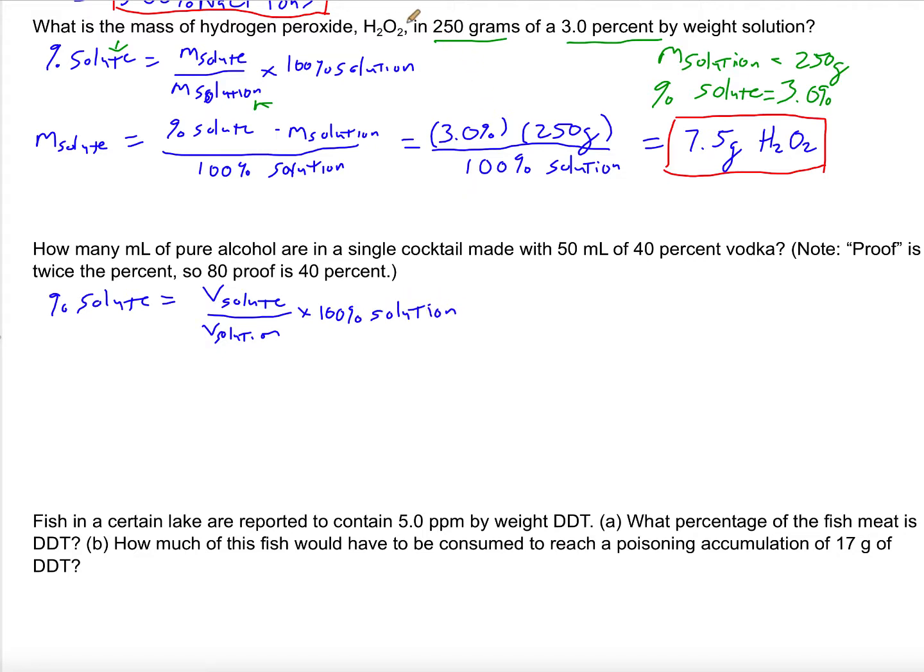So we have to look at what we know here. And what we know is the percent of the solution is 40%.